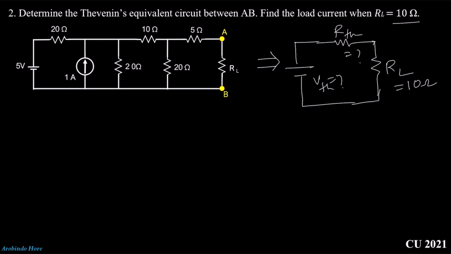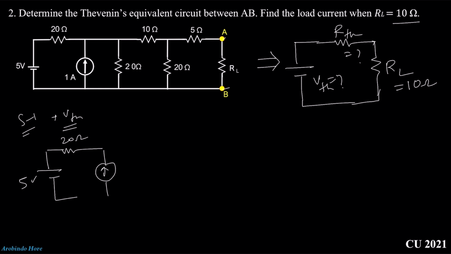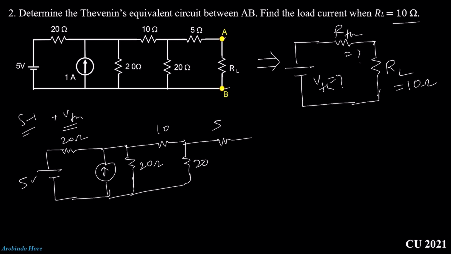Step 1, calculation of VTH. Very simple. What we need to do? Remove the load resistance and calculate the voltage at terminal A and B. So let's redraw the circuit. 5 volt, 20 ohm, 1 ampere, 20, 10, 20, 5 ohm, and this is open. And we need to calculate voltage VTH across these two terminals.